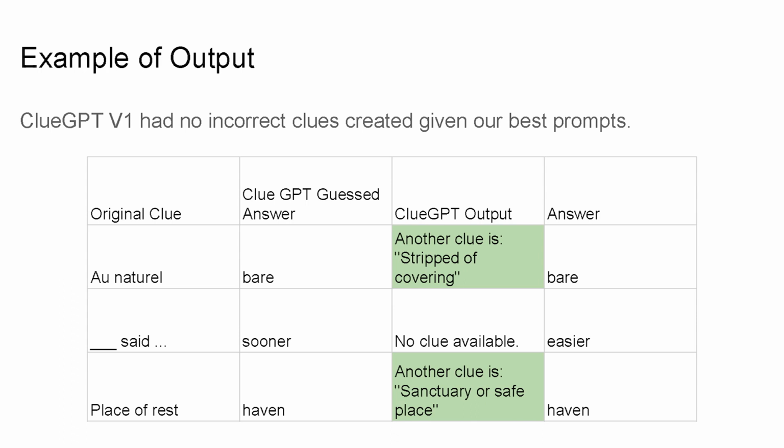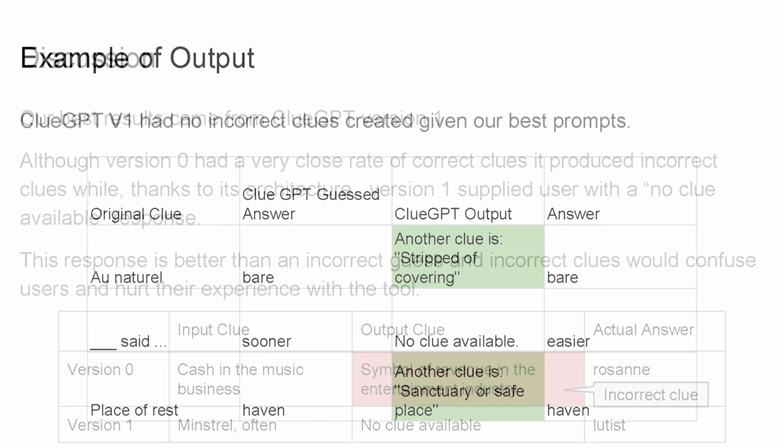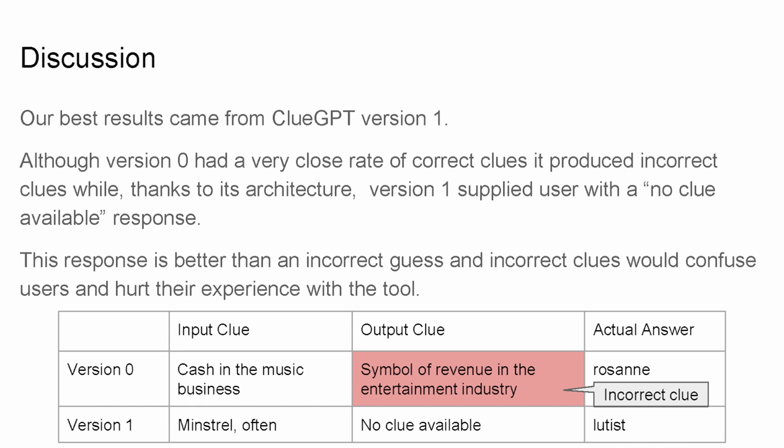In the second one, ClueGPT guessed sooner, but that was excluded by our logic exclusion step, so we didn't generate a clue. The last one is also a correct clue. With version 0, we had a lot of incorrect clues generated, and quite often the model would just generate a clue based off of the same words from the input clue. For this first row, we have Cash in the music business, which is a person, Roseanne Cash. But version 0 just took those words and made something new: revenue in the entertainment industry, completely wrong. And version 1 often just didn't have a guess a lot more often.